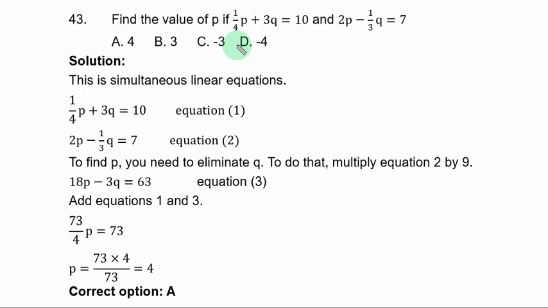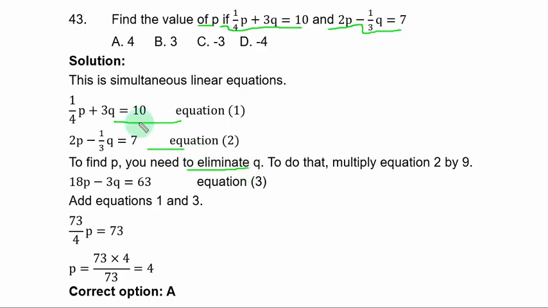Question 43. Find the value of P if 1/4P plus 3Q equal to 10 and 2P minus 1/3Q equal to 7. What you have here is simultaneous linear equations. So let us solve them using elimination method. You have the two equations. Now to find P, you need to eliminate Q, because you are asked to find only P. So let's do away with Q.